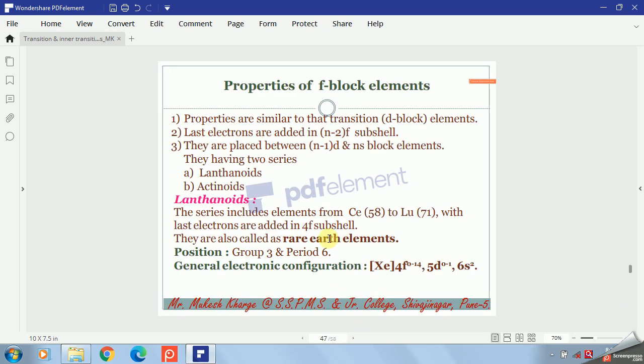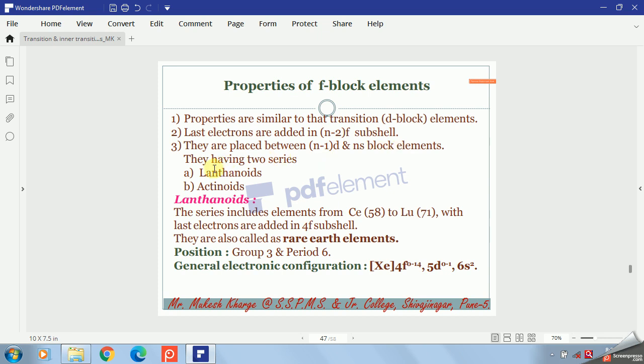First, properties of F block elements. So properties of these F block elements are similar to that of transition or D block elements. Then the electrons are added to the (n-2) subshell, that is the pre-penultimate shell. Then they are placed between (n-1)d and ns block elements.